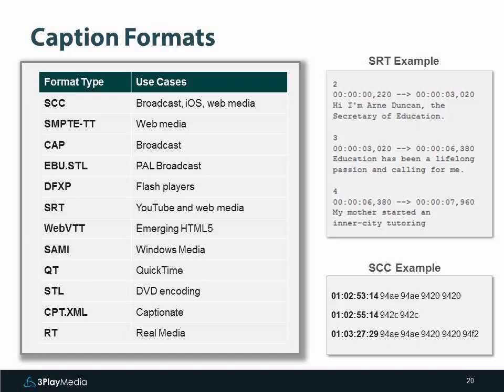In the bottom right corner is an example of an SCC caption format. And this is something that is also used with web video, but it's also used frequently with broadcast and for authoring DVDs. And so this is actually much more difficult to create and interpret. In fact, it's hard to understand what's going on because it's in hexadecimal representation and much more difficult to create. But these are a couple of different examples.